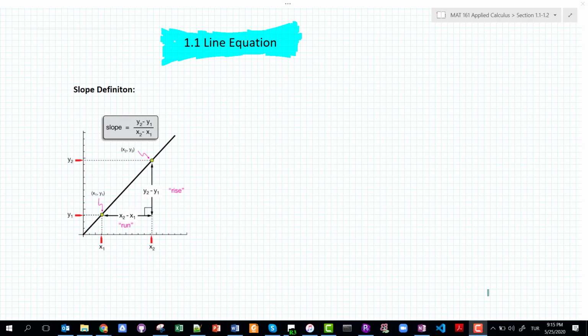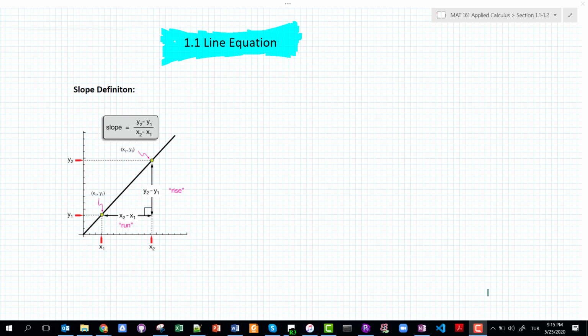Hi guys, today we will start the real stuff. We have covered the review section and now today we will learn about the line equation. You should have known the line equation from high school as well.